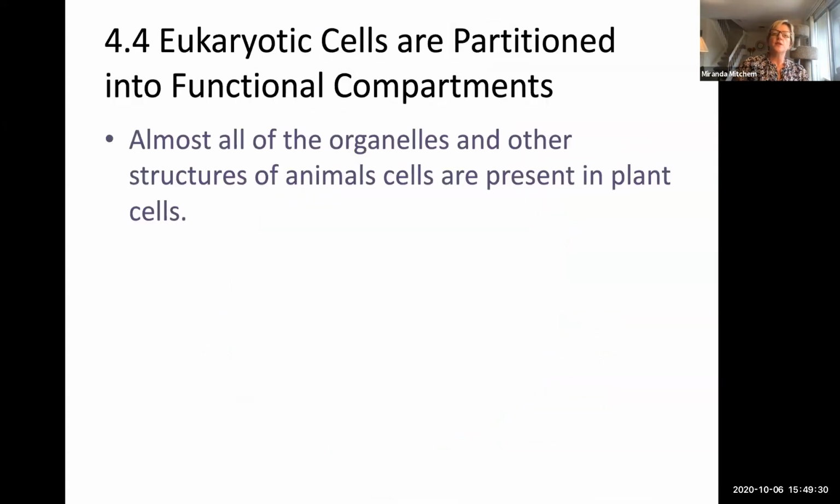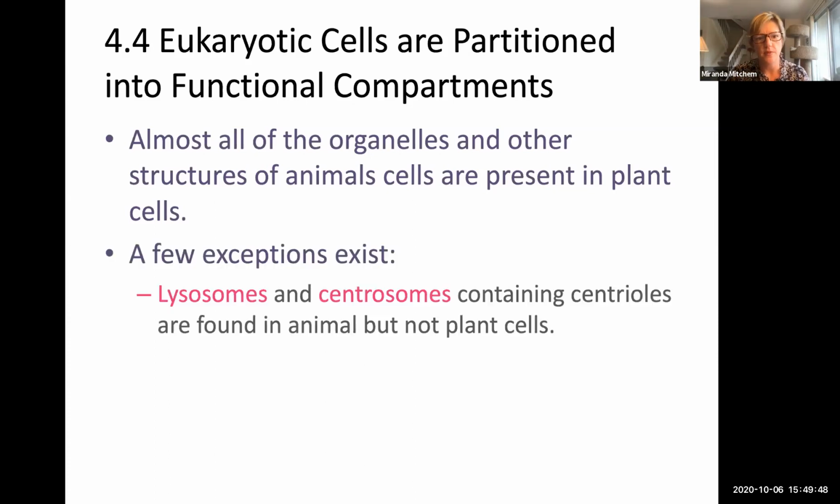All right. So most of these cells that are plants and animals share most of the same organelles, but not all. There are a few that are present only in plants, and there are a few that are present only in animals. So both lysosomes and centrosomes, these are found in animal cells. You don't find them in plant cells. And that means there's no function for them in the plant cell.